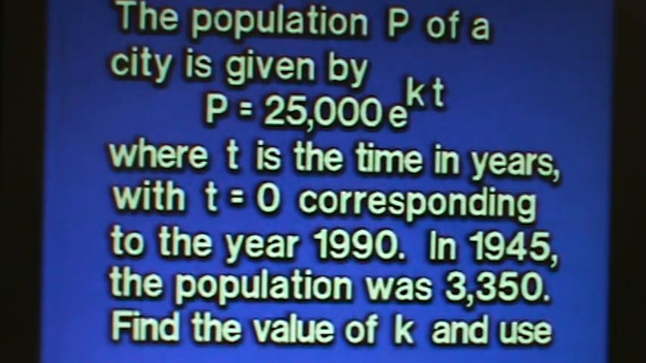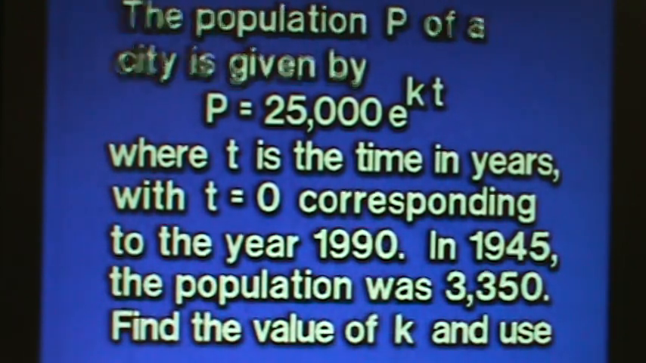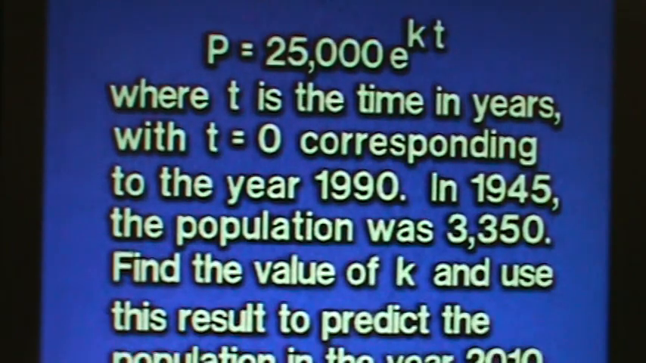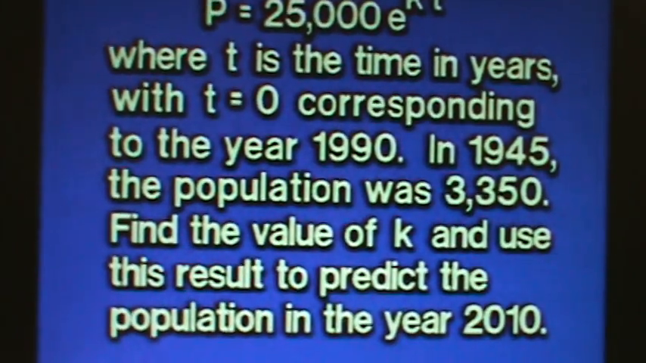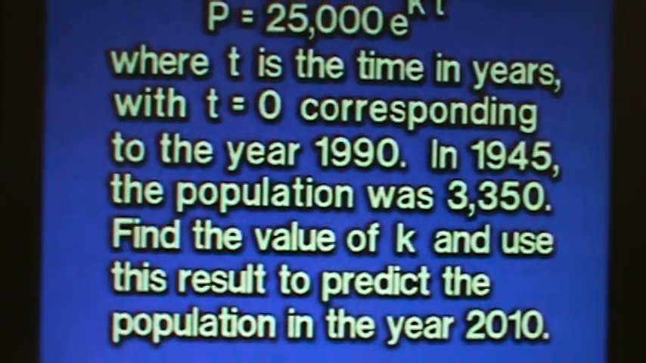Now, let's stop right there for just a moment. The situation is implying that in 1990 the population of the city is 25,000. And since that is the basis upon which we're building our equation, t, the time, is 0 corresponding to that year. All right, let's continue. In 1945, the population was 3,350. Find the value of k and use this result to predict the population in the year 2010.